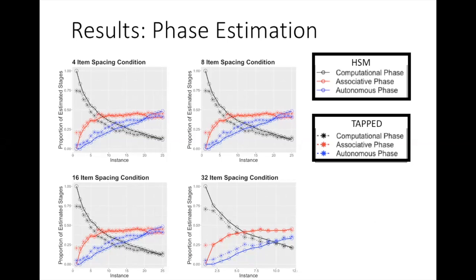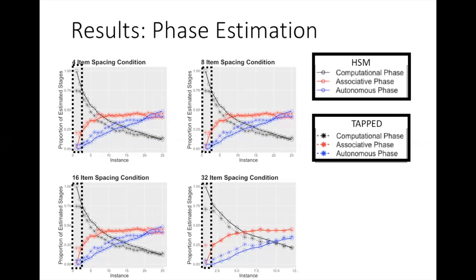Looking across the data from the 4 different spacing conditions, a high degree of similarity of the inferences made by both models is seen. The place of most disagreement is seen in the first couple trials, and this stems from a difference in assumptions about what learning phase individuals start at.